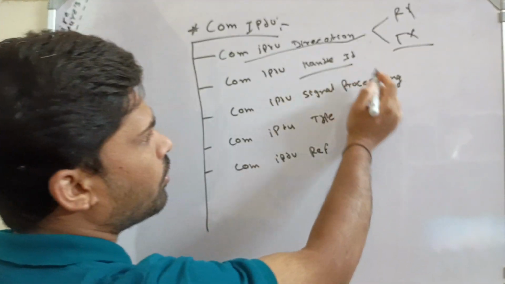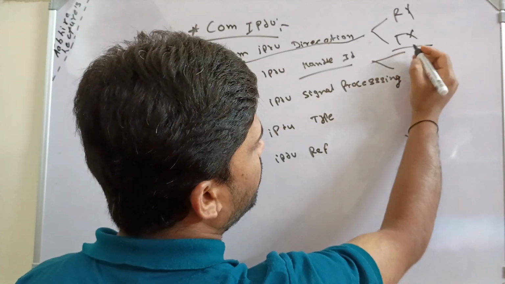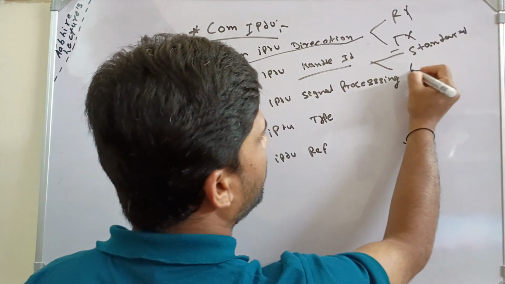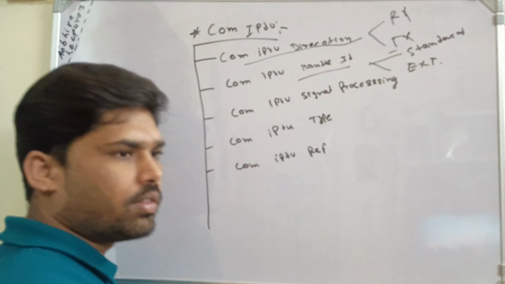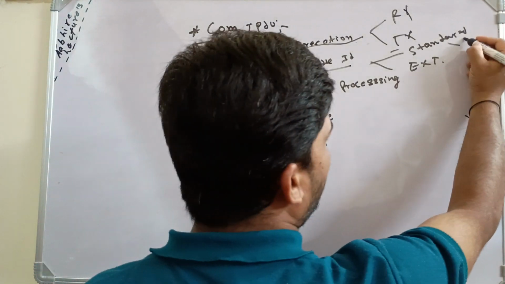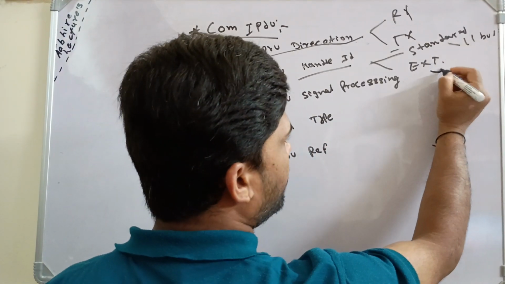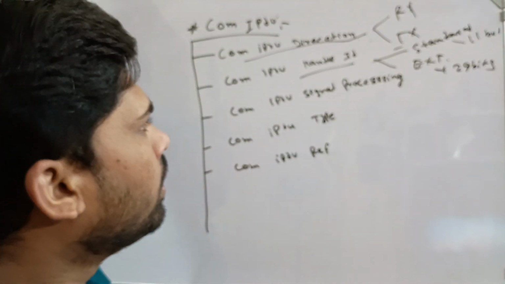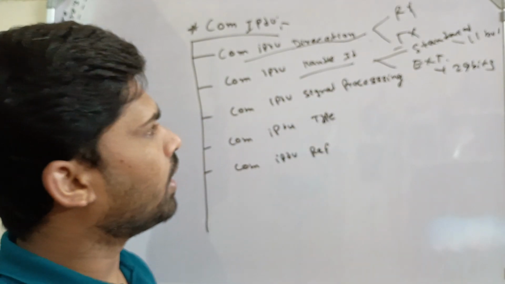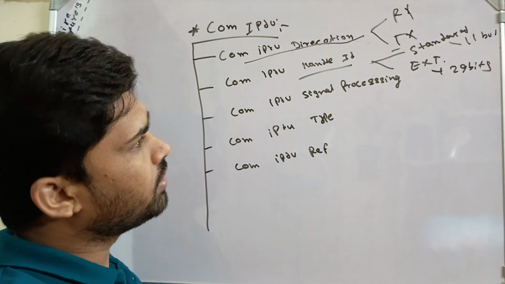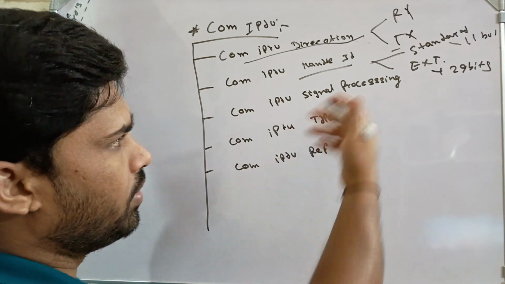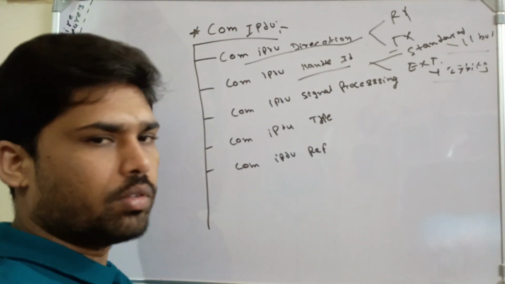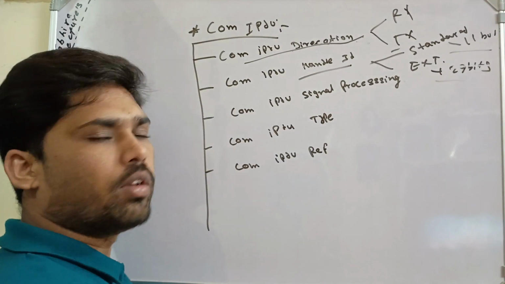Next, handle ID. So what is the handle ID? It is whether it is standard or extended. Standard means 11 bits we have to configure, and if it is extended, then 29 bits. These things we already discussed in the CAN driver, right? So that is which handle ID we have to select, based on the requirement or based on the bits, whether it is standard or extended. That we have to select here in handle ID while doing the configuration.